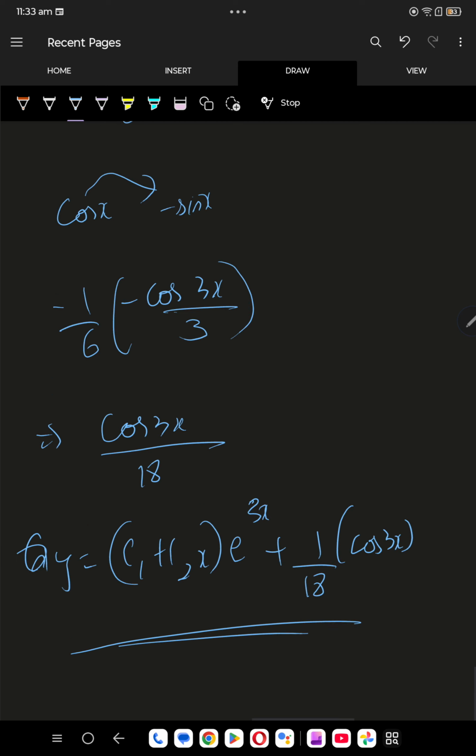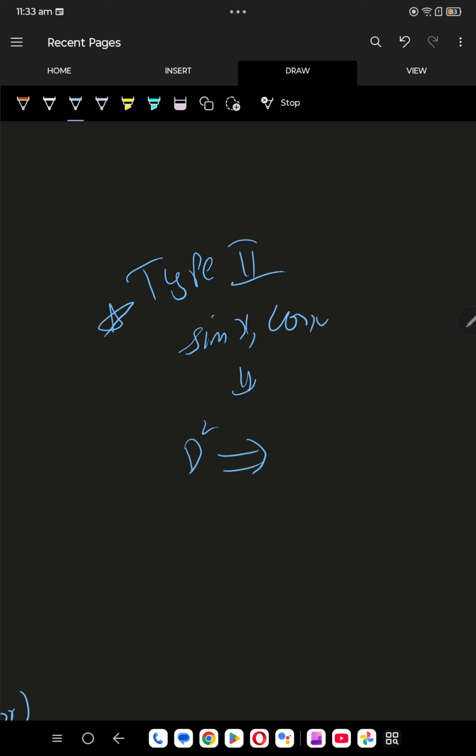Hope you've understood it. What you have to remember most importantly in type 2 questions, when dealing with sin x and cos x, is that you have to replace only d square with minus b square. In type 1 questions, where we're dealing with e power ax, we're replacing d with a. But here it is d square with minus b square.